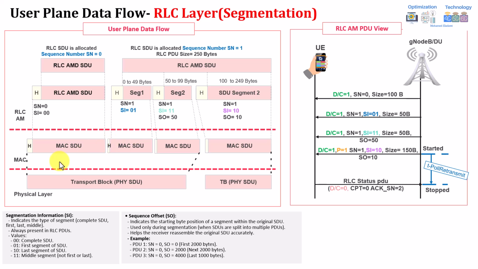Simply, it will be very similar to the other, but it will have additional headers as I highlighted before. So here, for example, the one on the left, I assume this one is complete and doesn't require any segmentation, which has segmentation information as 00, as highlighted down here. This means complete is 0.